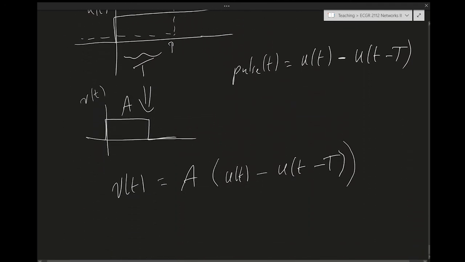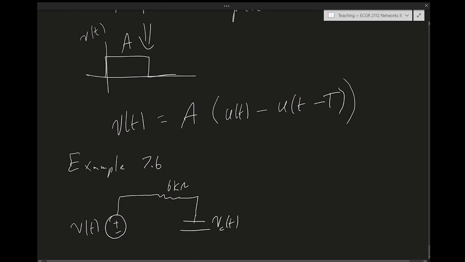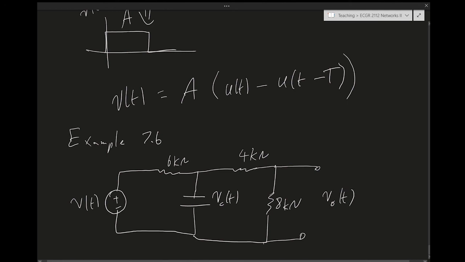So if we have time, I want to do example 7.6. Source v of t connects to a capacitor, and then I have 4 kilo ohms, then I have an 8 kilo ohms, and the circuit variable that I'm solving for is what's called the output vO of t.